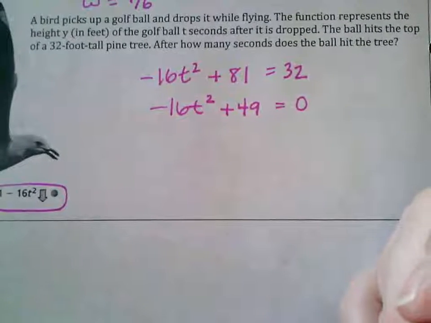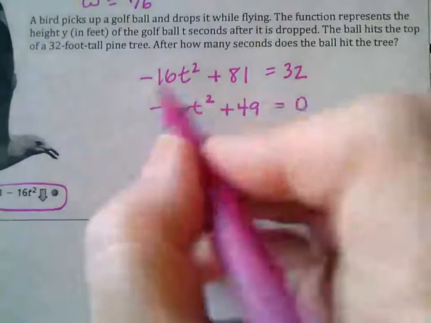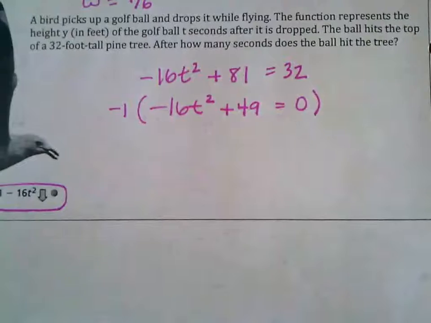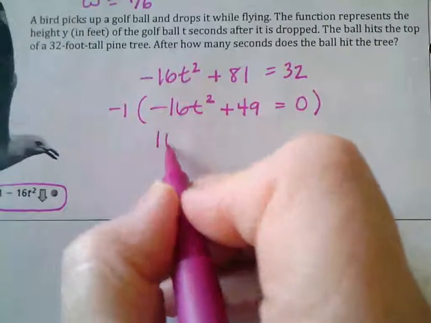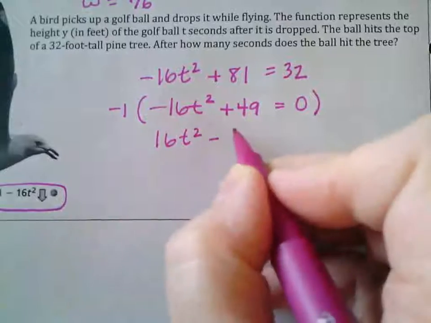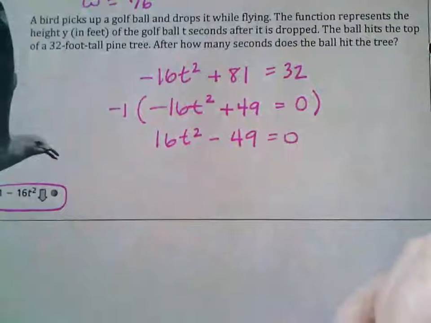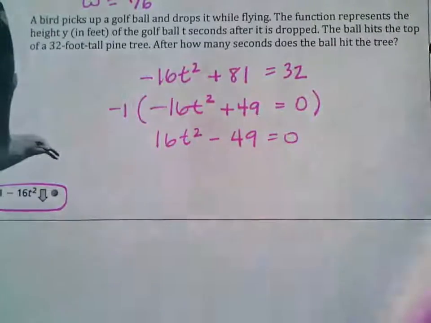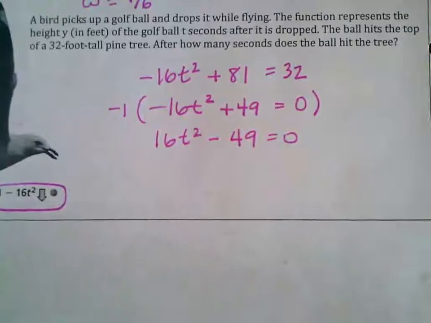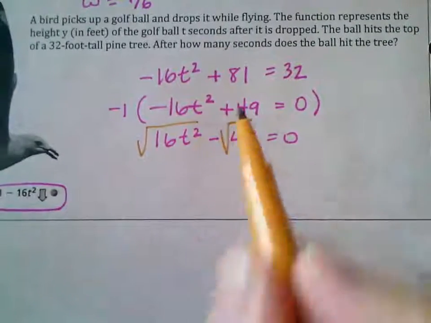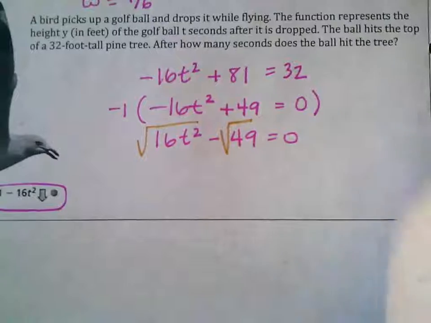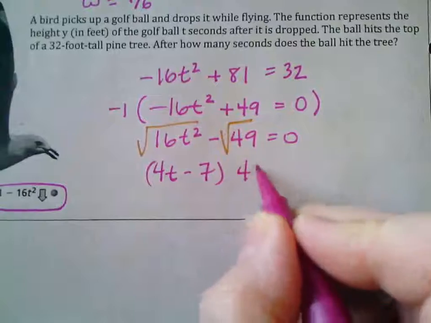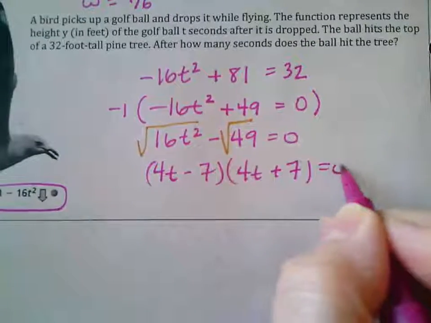Because remember, we want to have these things equal to 0. I'm going to multiply my entire equation by -1. So I get 16t squared minus 49 equals 0. It's the difference of squares here. So take the square root of both and split them up. So square root, square root. And now you're looking at 4t minus 7 times 4t plus 7 equals 0.